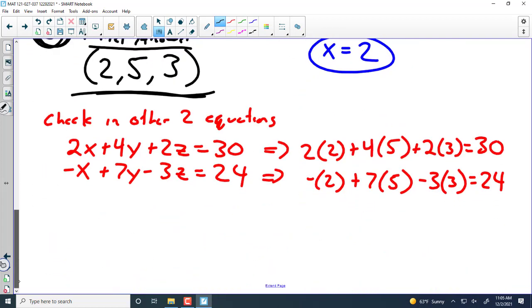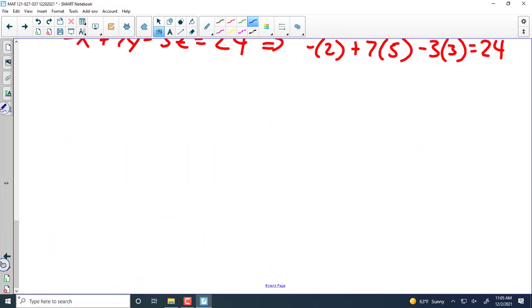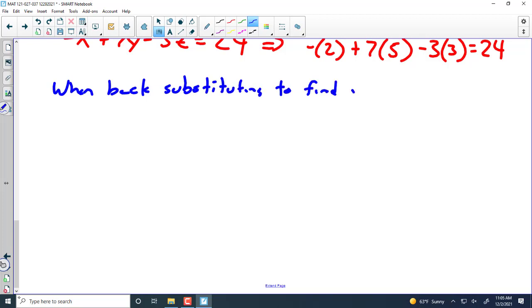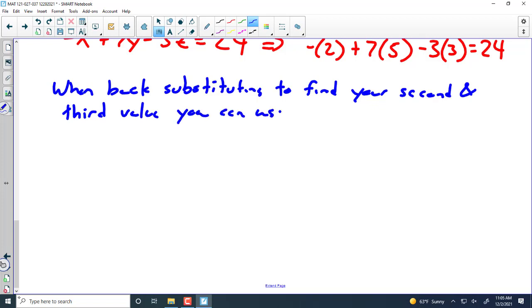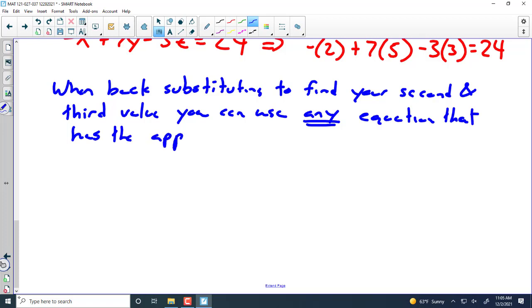So let me make a note of that. That procedure is called back substituting. When back substituting to find your second and third value, you can use any equation that has the appropriate variables.